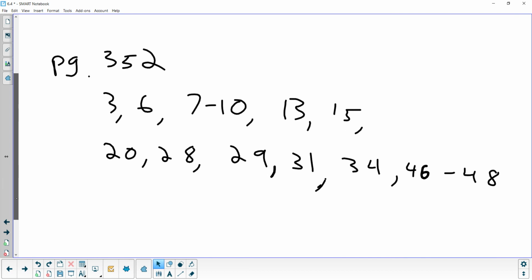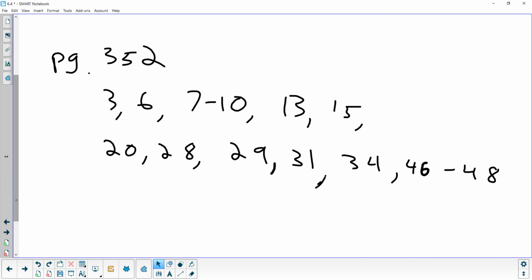All right, so that is the homework. On page 352, 3, 6, 7 to 10, 13, and 15, 20, 28, 29, 31, 34, and 46 to 48. So tomorrow we'll take a look at that, and then we will look at our last section for the week, which is 6.1.